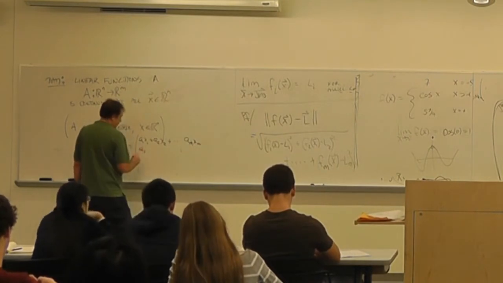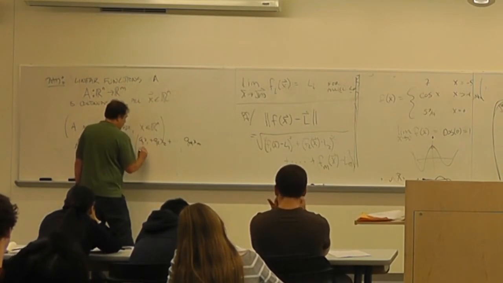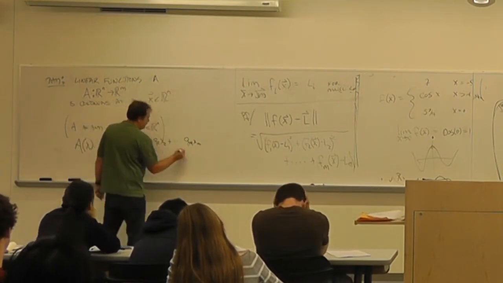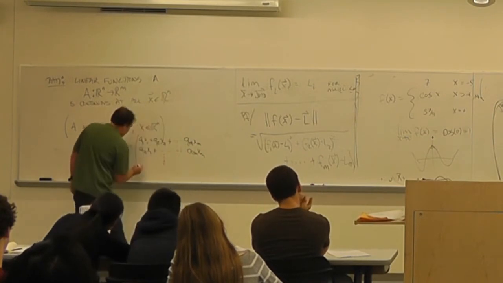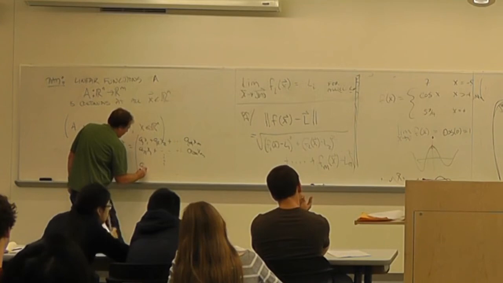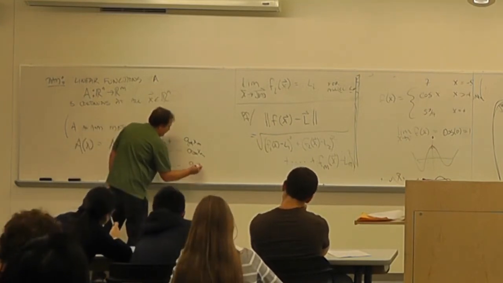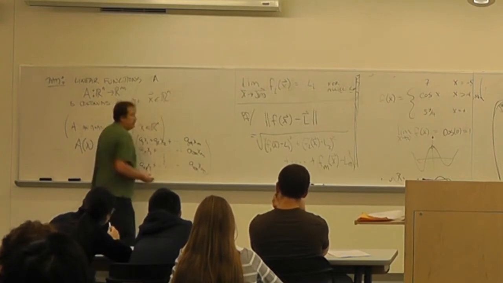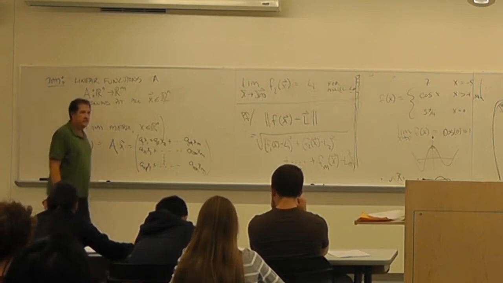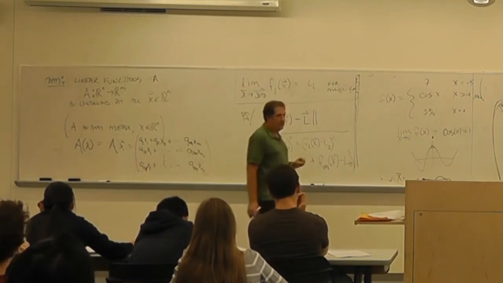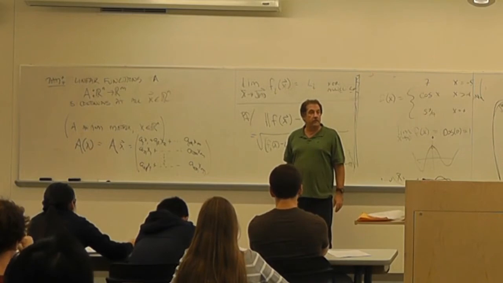A2 1 x1 plus A2m xm, AN1 x1 plus AMM. Right, it's just a matrix. So a matrix is a linear transformation. All linear transformations are continuous on all of their input space.